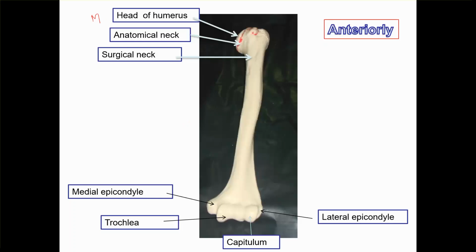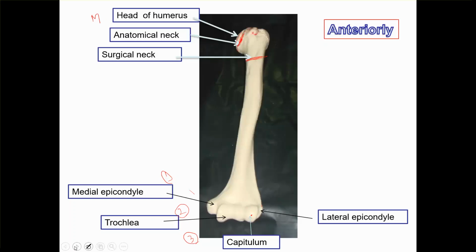Here you can see the head of the humerus, and this red line here will be the anatomical neck, and here it will be the surgical neck. And I told you the nerve which is related is the axillary nerve. In the lower end you can see all the 4 structures: medial epicondyle, number 1, the trochlea, number 2, then the capitulum, and then the lateral epicondyle.